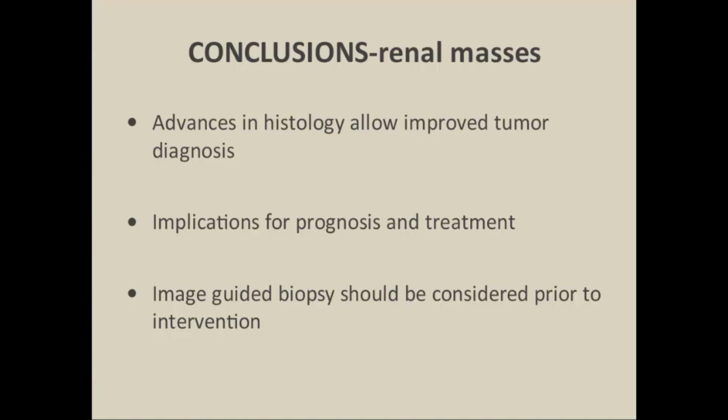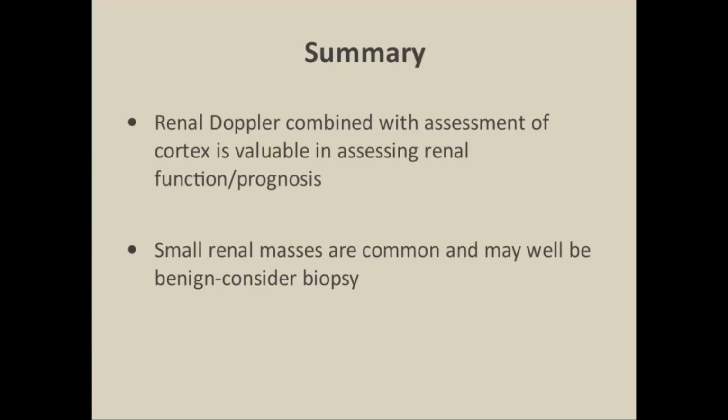The implications for prognosis and treatment are that you've got to make sure everybody understands this is not necessarily a malignant mass, and there's a role for imaging guidance here. Ultrasound is a very good tool to do these biopsies. So in summary, I think renal Doppler resistive index, combined with assessment of the cortex, is very, very valuable in assessing renal function, prognosis, and impending death. Small renal masses are very, very common. You're not that great at picking up the real small ones, but they're benign in up to 25 to 35% of cases, and you should consider biopsy in this scenario.